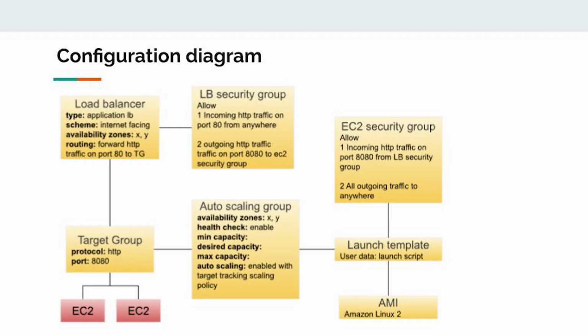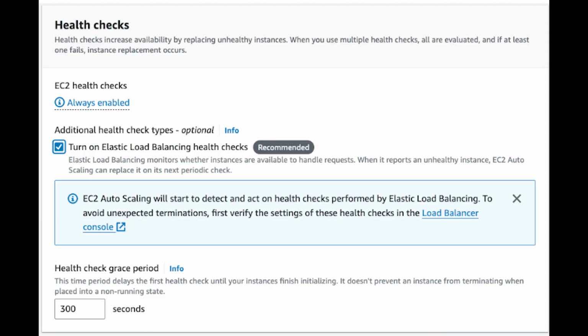Let's take a look at the configuration diagram again. We have already created the launch template and the target group. Finally, we can now create the auto-scaling group. Associate the previously created target group and the launch template to the auto-scaling group. Define the availability zones on which the EC2 instances should be launched. Make sure that they are the same availability zones defined on the load balancer. Enable health check to add fault tolerance to the system.